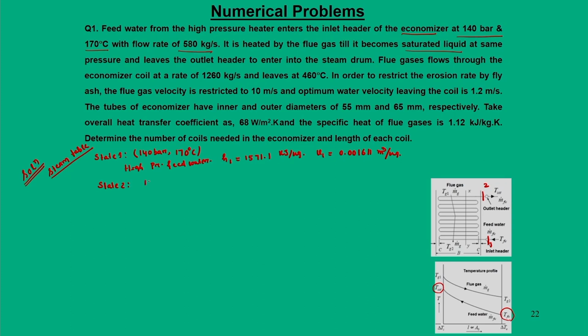For state 2, it is 140 bar, saturated liquid. From this data we can find T saturated as 336.7 degree centigrade, Vf at this stage as 0.001144 meter cube per kg, and of course the enthalpy Hf as 719.2 kilojoule per kg. So, first we have to use the heat balance equation.